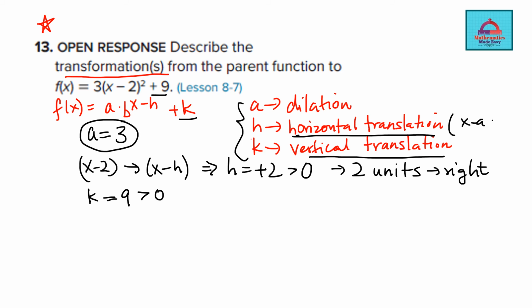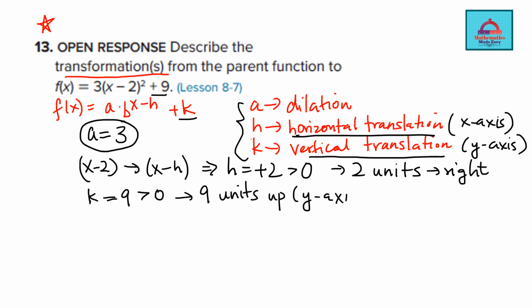So just remember, I'm going to write this again for you. For vertical, it is the vertical axis, so y-axis. That means the transformation that is going to happen is 9 units up, and this is happening along the y-axis, and horizontal is happening along the x-axis. So these are some of the transformations which are happening in this question. We also have dilation happening. So for dilation, I'm going to change color and write specifically for dilation.